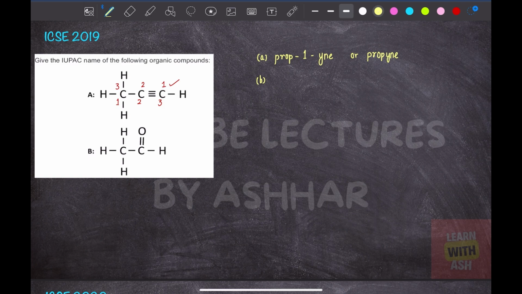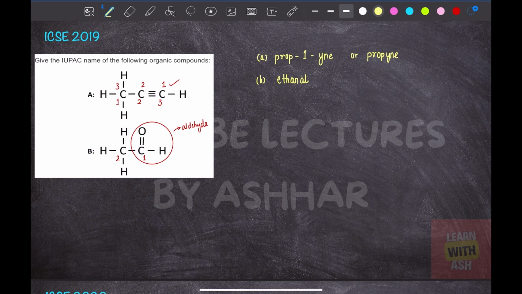Now the next, over here again, this part is my aldehyde. So 1 and 2. So my answer will be ethanal. So as we can see, most of the time they are asking us questions having a functional group or having a double or triple bond.